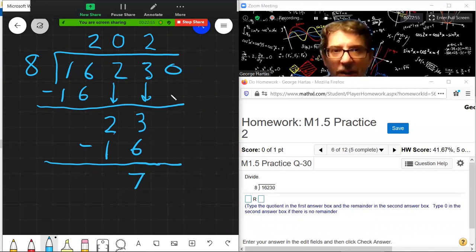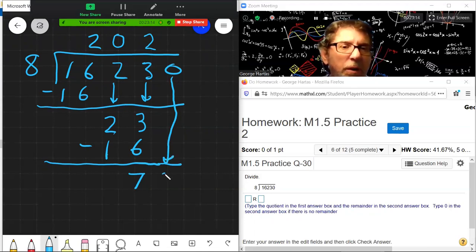Two reasons why we're not done. There's a blank spot up here. We cannot have any blank spots up here except leading zeros. That's one reason why we're not done. The second reason why we're not done is because we have not brought down all the numbers. So then we bring down the 0 and we divide 8 into 70. 8 divides into 70 8 times.